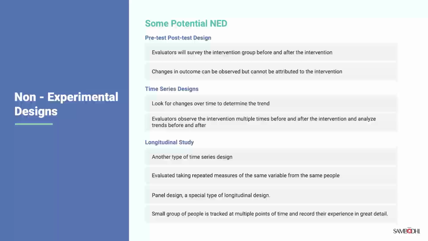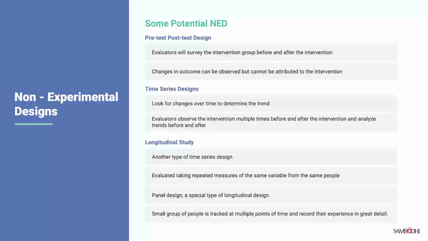Third is longitudinal study. This is another type of time series design. For this, the researchers repeatedly examine the same individuals to detect any changes that might occur over a period of time. Here, the researchers collect the same variable over time without trying to influence these variables.